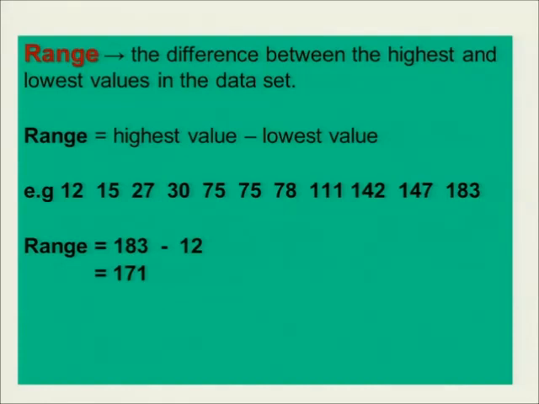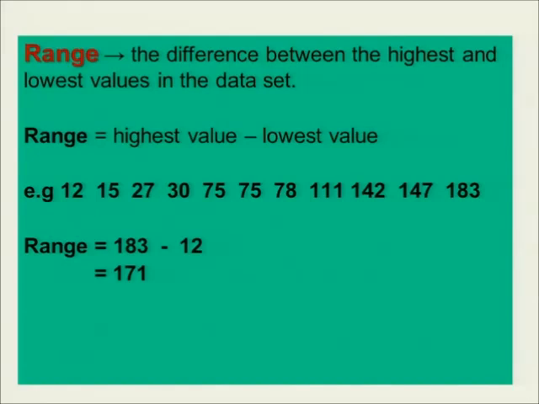For an example, you are given that set of data, and it is already arranged. You must calculate the range, so we need to substitute into that formula. Range equals highest value minus lowest value. So in this particular data set, the highest value is 183 minus the lowest value, which is 12. Our range will be 171. Remember, the range is the difference between the highest and the lowest value in the data set.